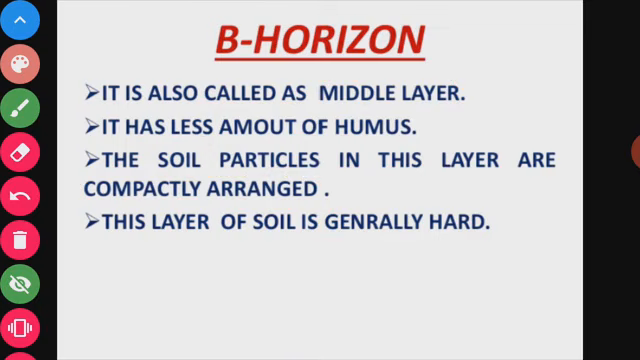What are the characteristics? It is also called the middle layer. It is also called subsoil. There is little humus, or we can say humus is not present. The soil particles in this layer are compactly arranged. Why are they compactly arranged? Because the minerals seep into the subsoil with water, due to which that soil is generally hard.